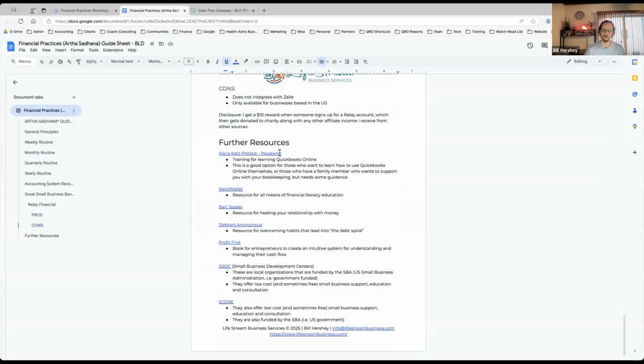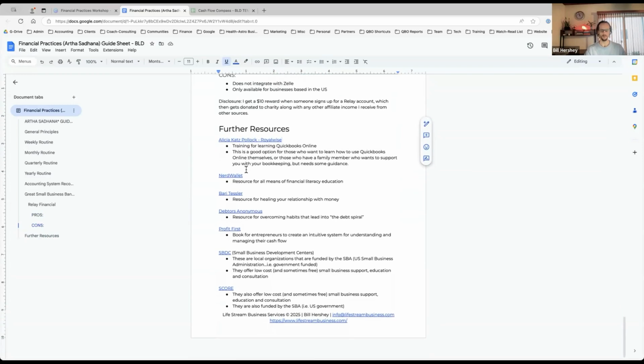So, further resources. If you need a QuickBooks trainer, Alicia Katz-Pollock is someone that I've used in the past and someone I recommend. I've had my bookkeeper subcontractors also train with her at different times for specific skills. So, great resource if you don't want to necessarily hire a bookkeeper. I highly recommend having somebody at least oversee your work, make sure you're on the right track if you decide to do it yourself. NerdWallet, I mentioned.